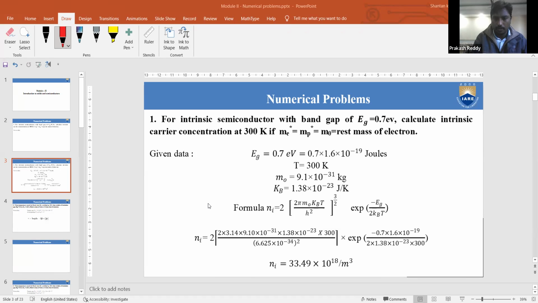So 33.49 into 10 power 8. Recheck the answer, because for the next problem, a similar problem, we are getting the same answer.